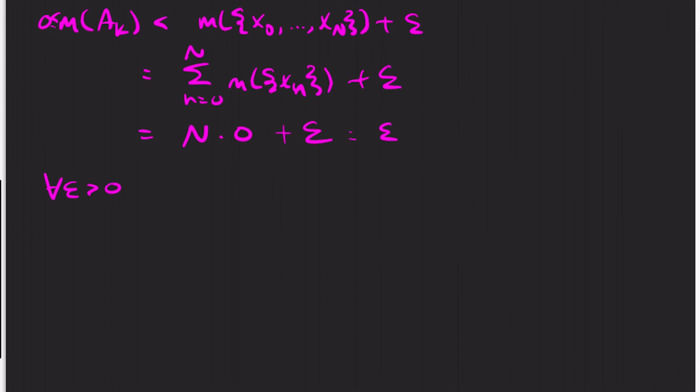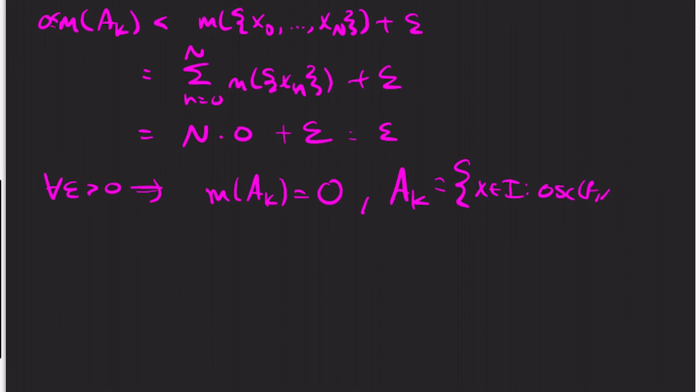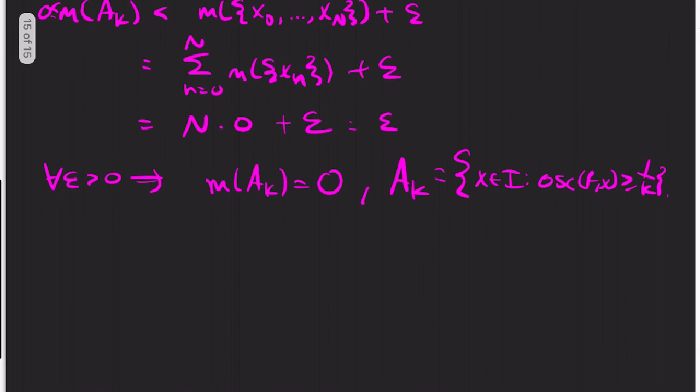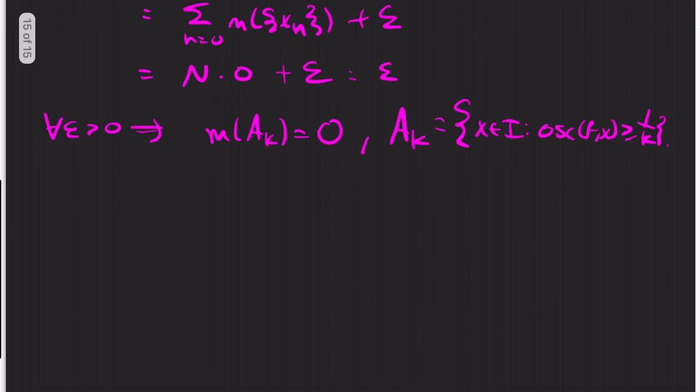For all epsilon greater than 0. So that tells us that the measure of A_k is 0. And remember that A_k is the set such that the oscillation of f at x is greater than or equal to 1 over k. Now we're going to use lemma 2. We've used lemma 1 and lemma 3 at this point, and now we're ready to use lemma 2. So we're almost there.